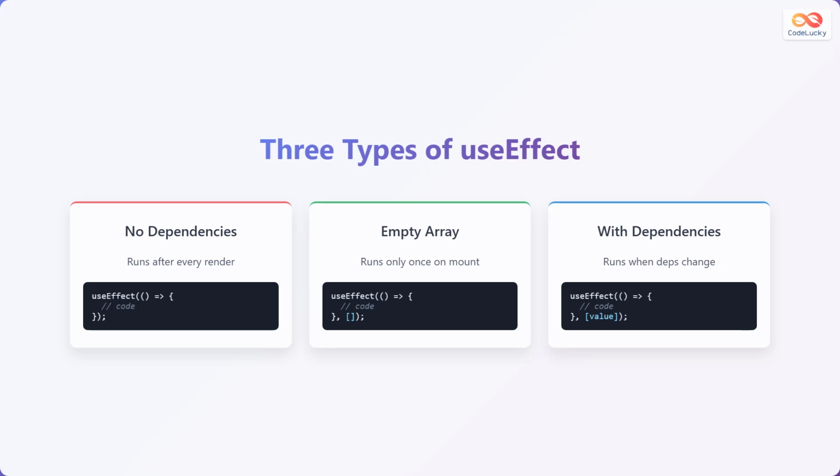The third type is useEffect with dependencies. Here you provide an array of values. The effect runs when the component initially mounts, and then again whenever any of the values in the dependency array change.